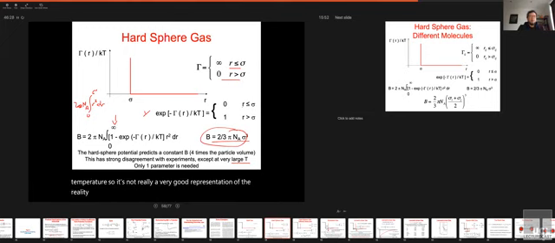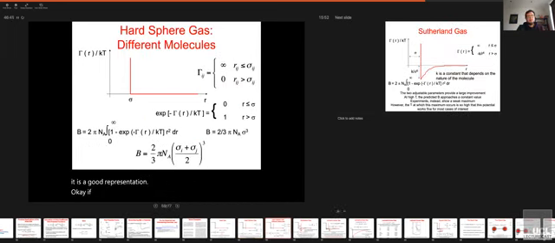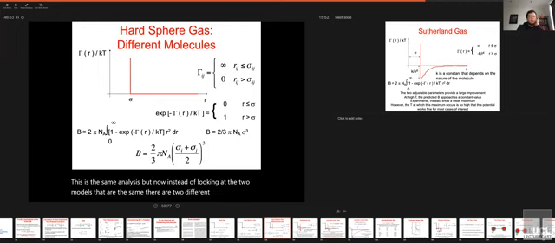But the advantage is that it only has one parameter, that's sigma. So it can be useful in some circumstances. And if you're interested in systems at very, very large temperatures, well, maybe it is a good representation. Okay? If we take the same analysis, but now instead of looking at two molecules that are the same, there are two different molecules. So the Virial coefficient between I and J is going to be equal to this value over here, where instead of having the diameter of one molecule, we have the average of the diameters of the two molecules.